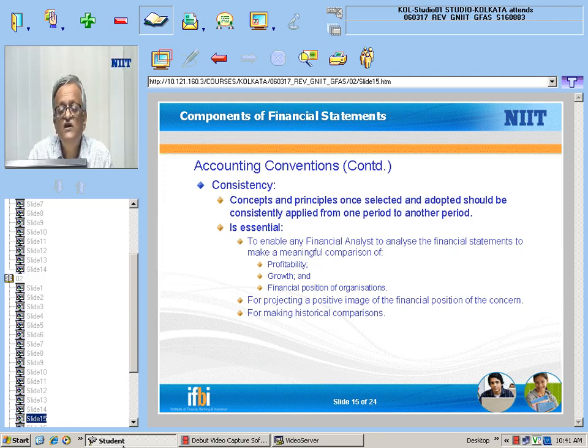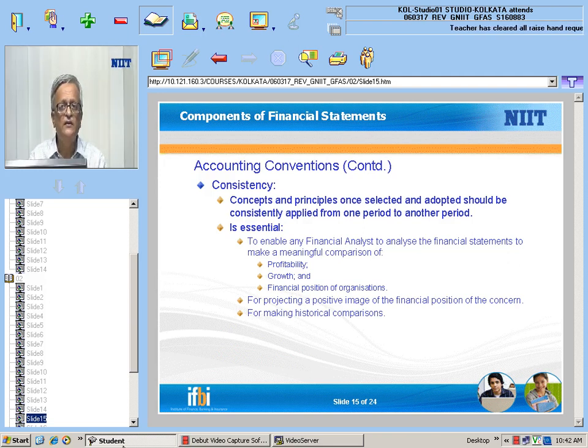From Dhanbad, someone is asking, what is accounting? But please sign with your name. I am not able to understand who has signed, what's his name. I would request you to sign with your name. What is accounting? Very good question.